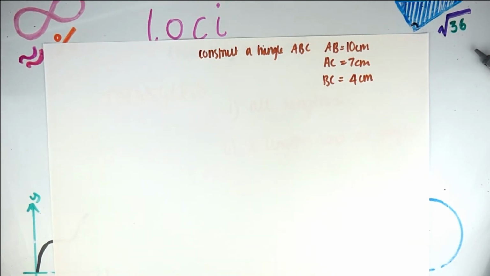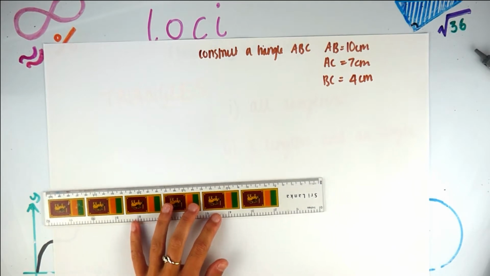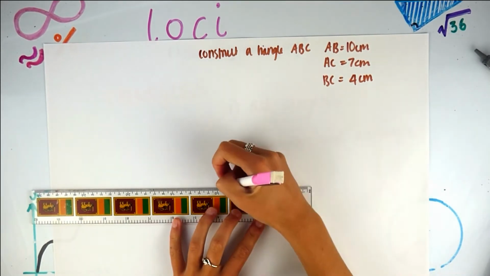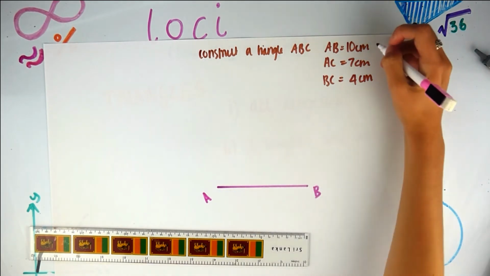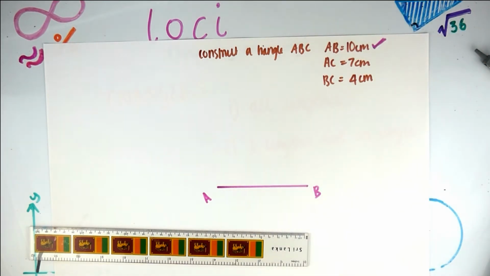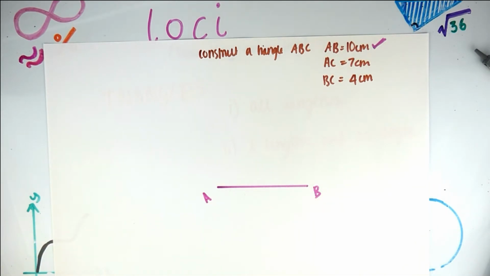So the first thing we do is we're just going to draw one of those lengths with a ruler, AB, as 10 centimetres. So I've got my ruler here. So this is 10 centimetres. I'm going to call that A, that B, and we've ticked that. AB is 10 centimetres. I want AC to be 7 centimetres away and BC to be 4 centimetres away.